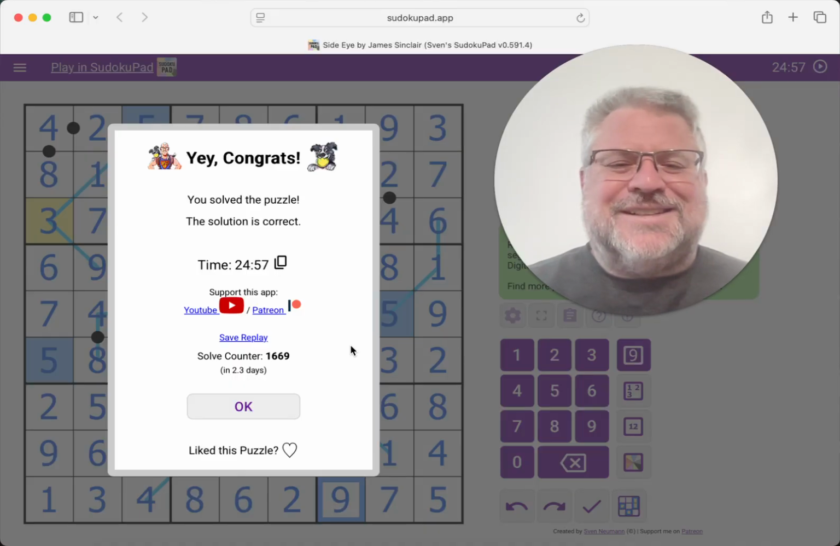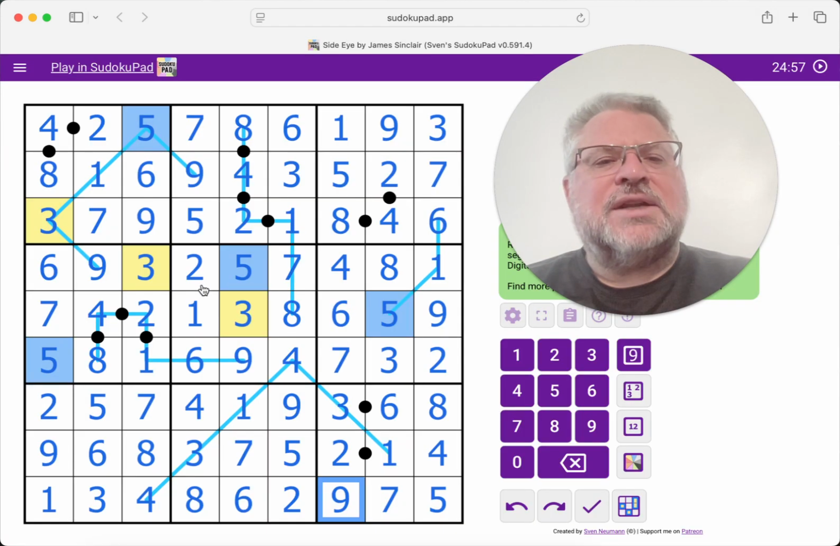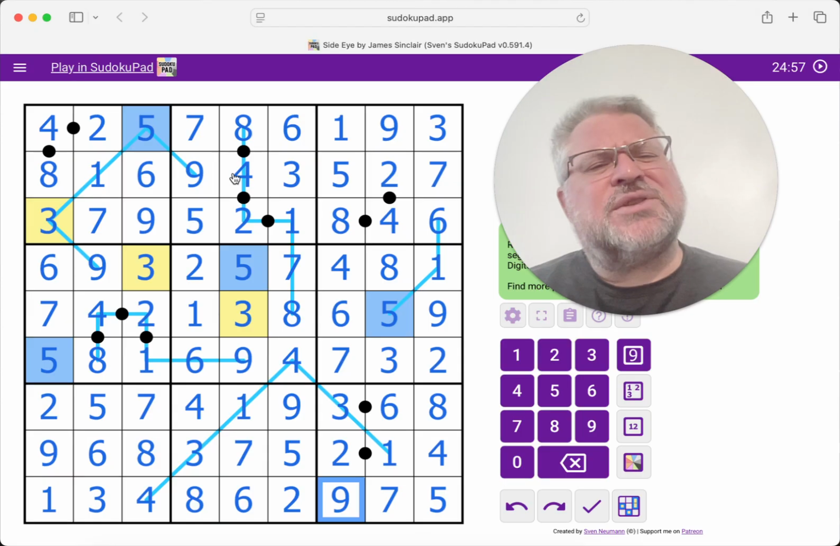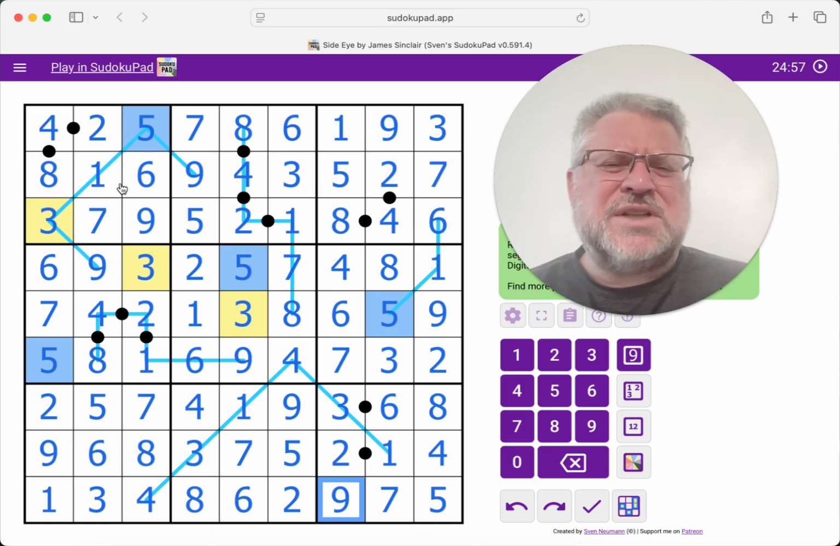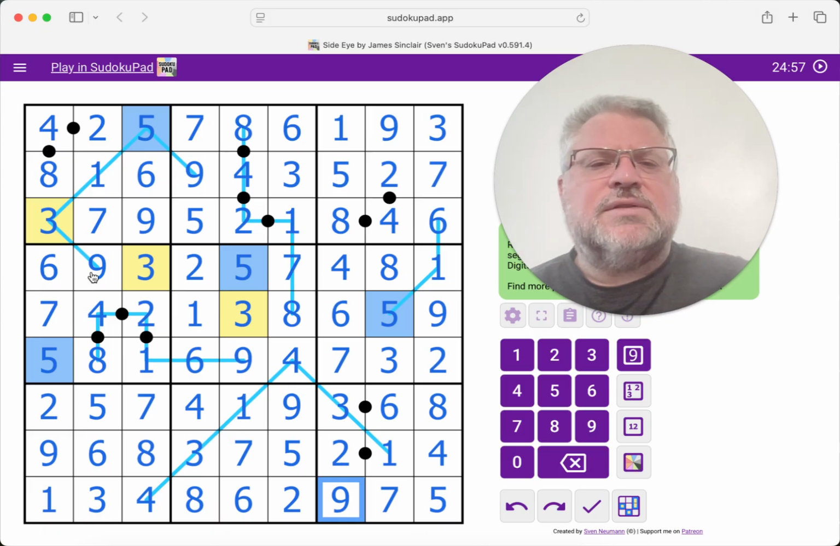Yes! Little surprised at myself. I liked that one. Usually I flub up the ending, so I'm glad I managed to take my time and finish this correctly. Okay, so coloring the 3s and 5s didn't really help all that much, maybe. I guess it did take 3 and 5 out of some of these cells.